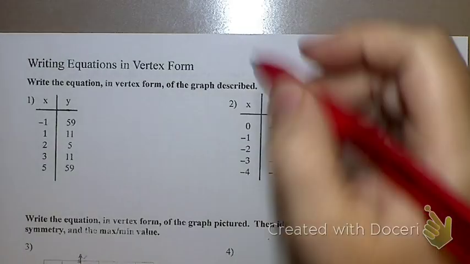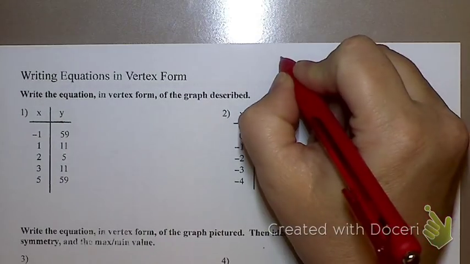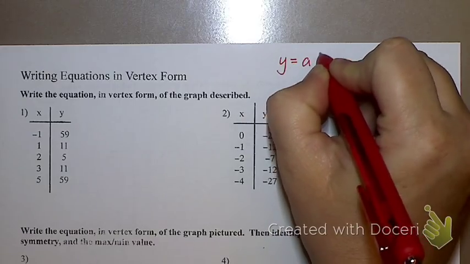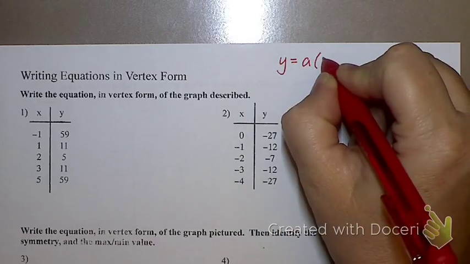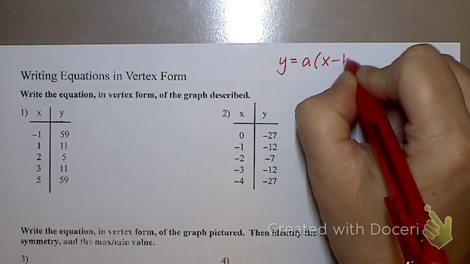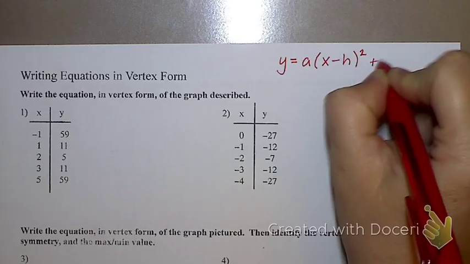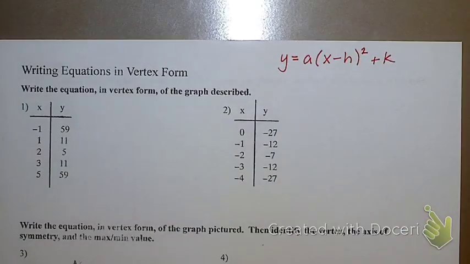So what is vertex form? Do you remember? Y equals a parentheses x minus h, squared, plus k. That's what vertex form is. What does the h stand for? H. That's the x value of your vertex, remember?